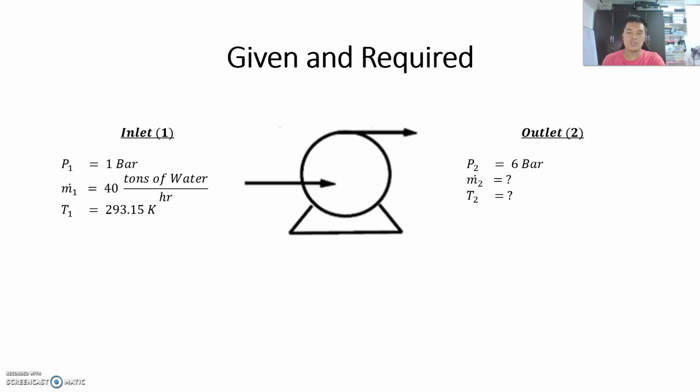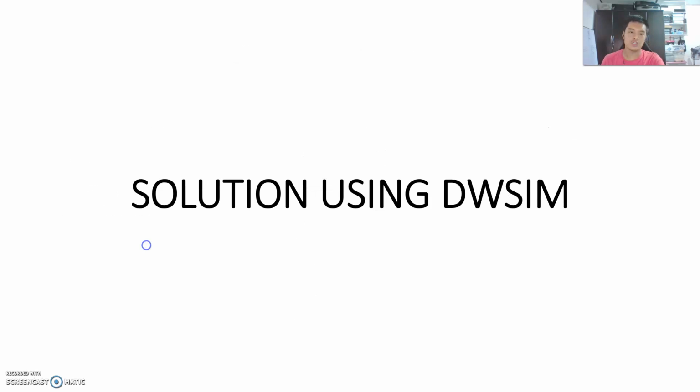However, we can assume that this simulation is at steady state, and this means that the mass flow rate inlet is equal to the mass flow rate outlet, meaning that the mass flow rate of outlet, or M2, would also be 40 tons of water per hour. Then, the details of the pump. As stated earlier, its efficiency is 70%, and what we need to find is its power requirement, or how much electricity or energy it needs to work under these specific conditions.